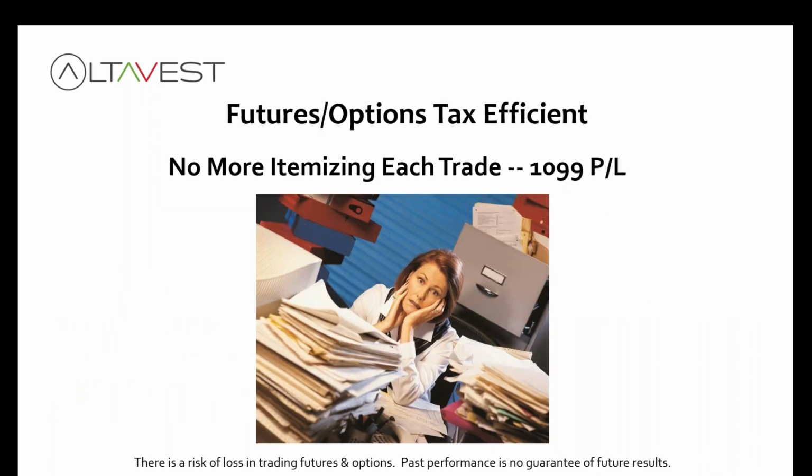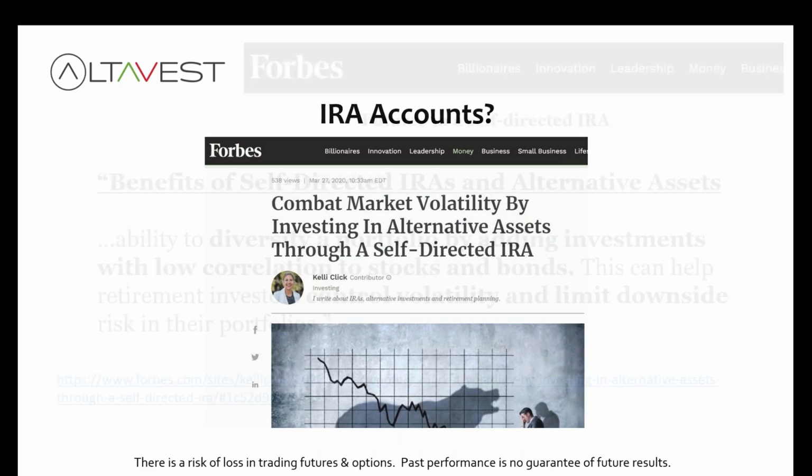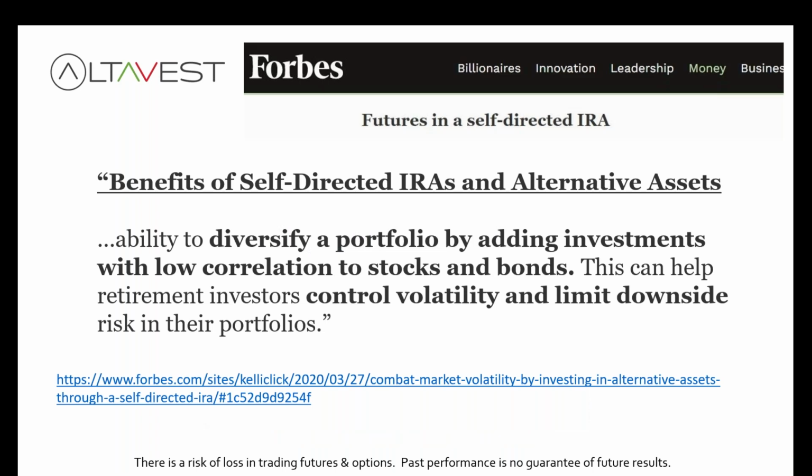No more itemizing as well. No wash sales or anything. You just get a 1099 with one figure. That's it. So IRA accounts, yes, you can do self-directed IRAs. There are some benefits according to Forbes: diversify portfolio, add investments with low correlation to stocks and bonds, perhaps control volatility and limit downside risk. So ask us for details on IRAs. There's some experience and perhaps financial requirements for that.